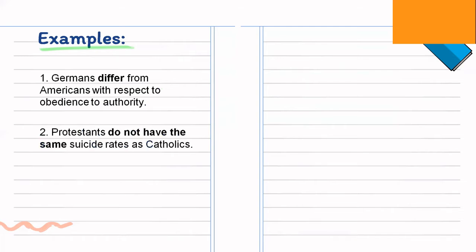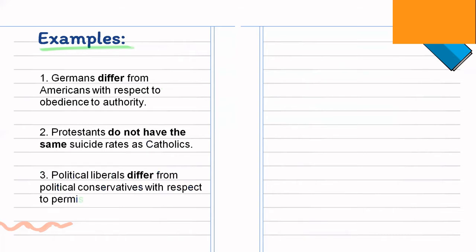First, Germans differ from Americans with respect to obedience to authority. Another one, Protestants do not have the same suicide rates as Catholics. And last one, political liberals differ from political conservatives with respect to permissive child-rearing methods. As you can see, here are these keywords: differ, do not have the same, and differ, which just implies that the research hypothesis is saying that the two means are different.